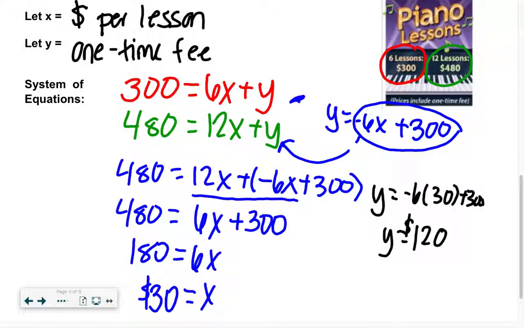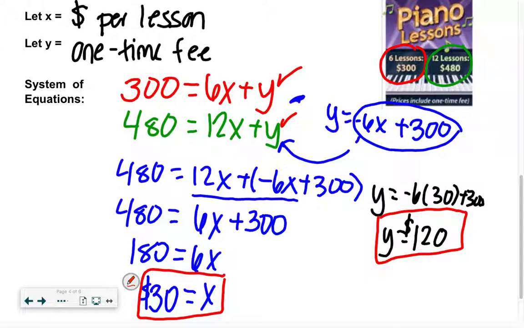Alright, plug it in. What is 6 times 30? 180. What's 180 plus 120? 300. This one works. How about 12 times 30? 360. 360 plus 120. So the cost per lesson, $30, and our one-time fee, $120.